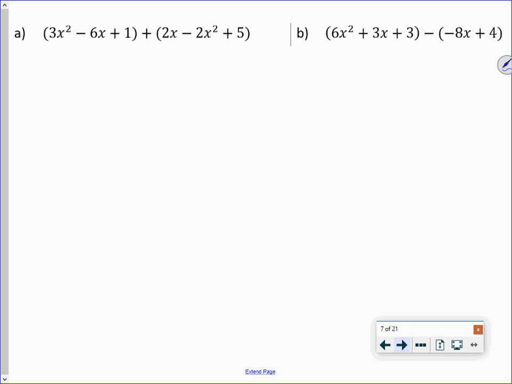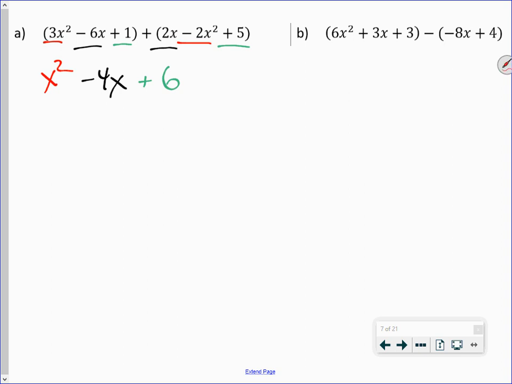So let's look at these. Here, we would identify like terms, and then we're just combining them. We'll get x squared minus 4x plus 6.